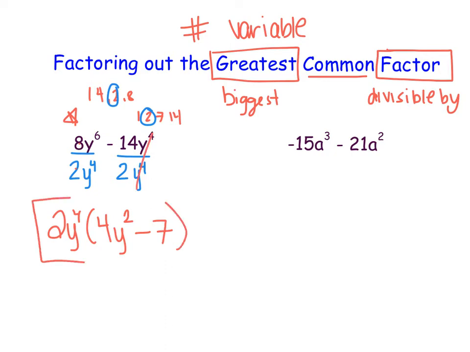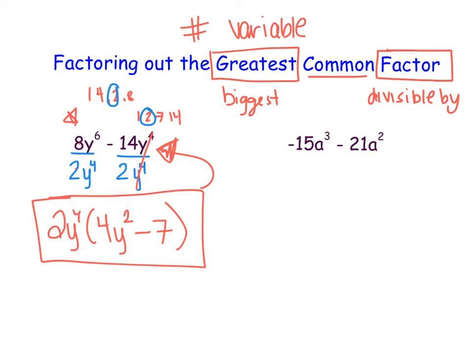Notice that when I factor out the greatest common factor, I'm basically undoing the distributive property. If I were to distribute that 2y to the 4th back in, I would go right back up to my original expression. Then if I look at the next example, I notice that I have 15a to the 3rd and 21a to the 2nd.